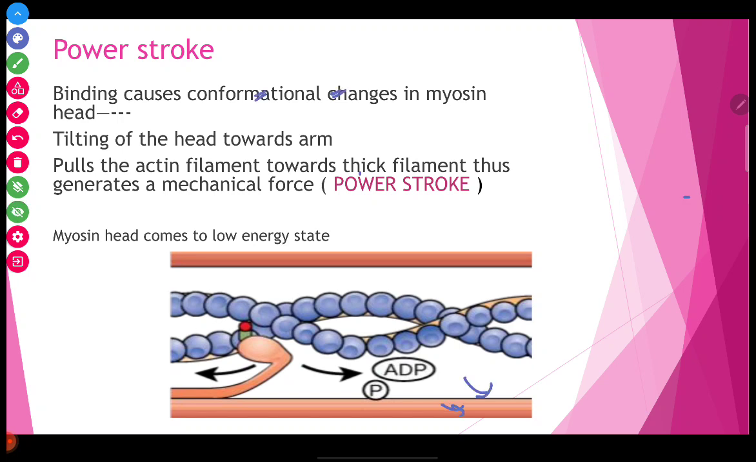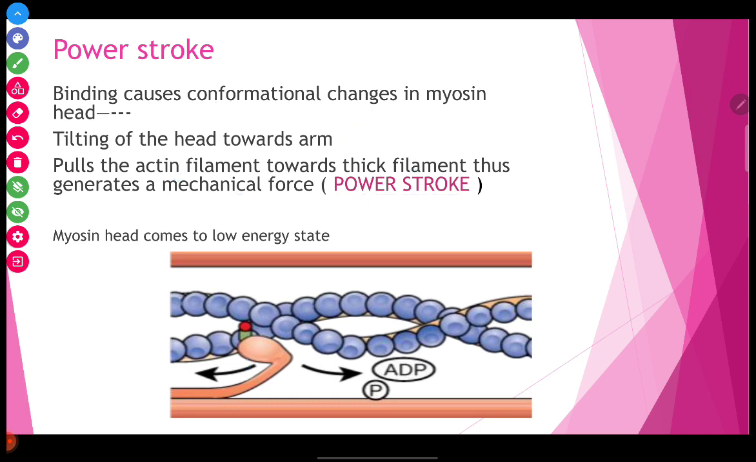Now the third step is the power stroke. Once the active myosin head attaches to the active site on the actin, it brings about a conformational change in the myosin head, due to which the myosin head tilts towards its arm. During its tilt, the myosin head pulls the actin filament toward the center of the myosin filament, and it brings about the power stroke.